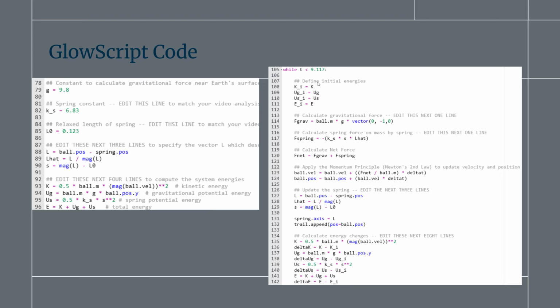Here on our right, we have all our code, as well as the update of the force of gravity and the force of the spring. As we see here, we see the velocity update formula and the position update formula.